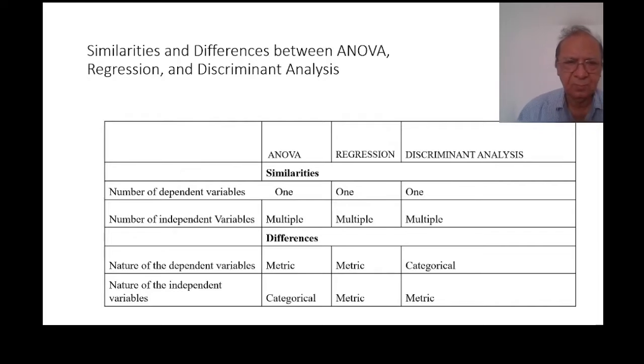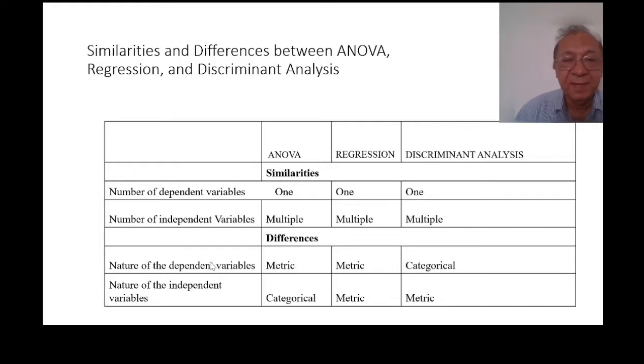What is the similarity between ANOVA, regression, and discriminant analysis? In ANOVA, regression, and discriminant analysis, the number of dependent variables is 1. That is, the grouping which we are going to make is one variable. But the number of independent variables in ANOVA, regression, and discriminant analysis is multiple. What are the differences?